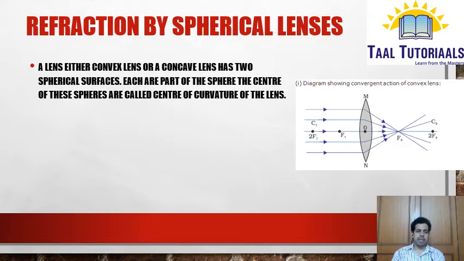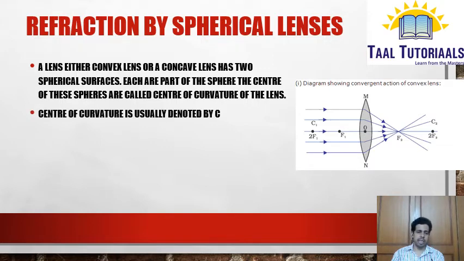A lens, either convex or concave, has two spherical surfaces, each a part of a sphere. The centers of these spheres are called the centers of curvature of the lens. When I told you about mirrors, I also mentioned spheres. Here it is the same thing, but it is bounded by two surfaces. There we had only one center and one focus, but here we have two centers and two foci, because we have two spherical surfaces.